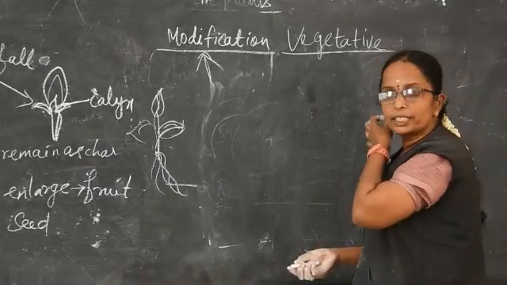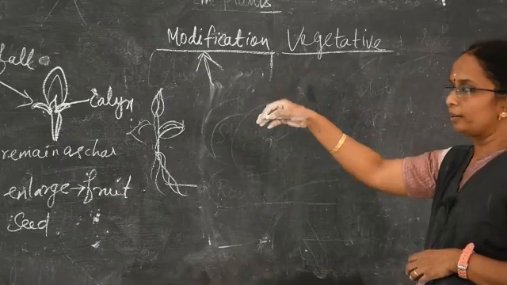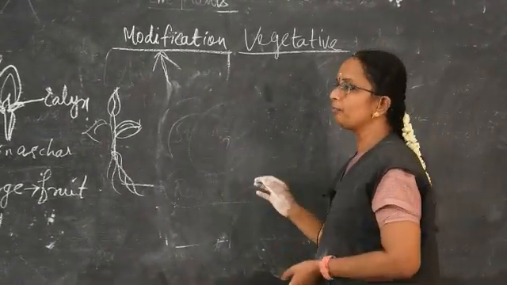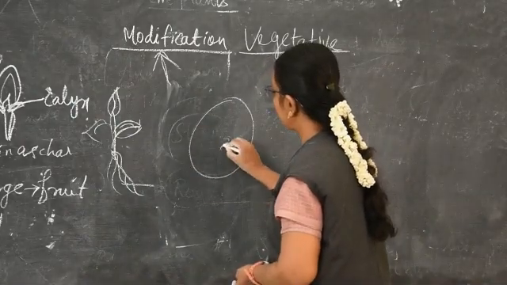What is known as vegetative reproduction? Without the involvement of these sex organs, that is male and female sex organs, some plants develop from some other region. That is known as vegetative reproduction.